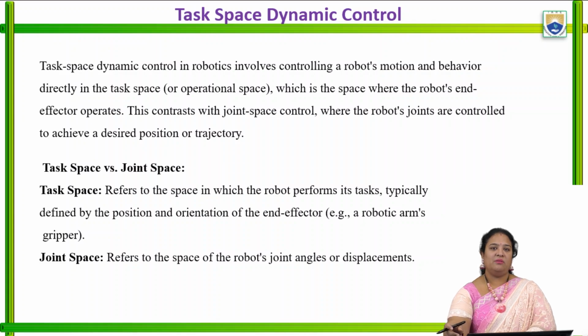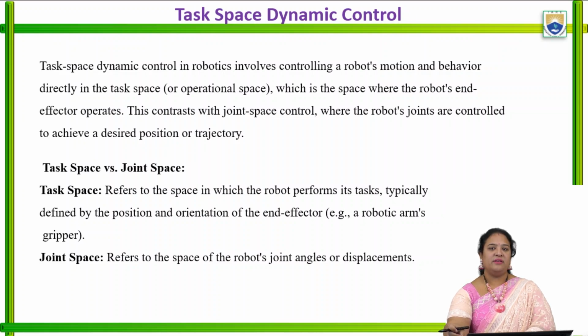So what do we mean by the task-based dynamic control system? First, we need to know that this task-based dynamic control system is generally used to control the robot motion and behavior directly in the task space, the space in which the robot's end effector operates.